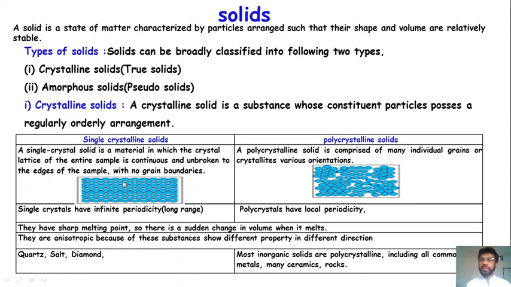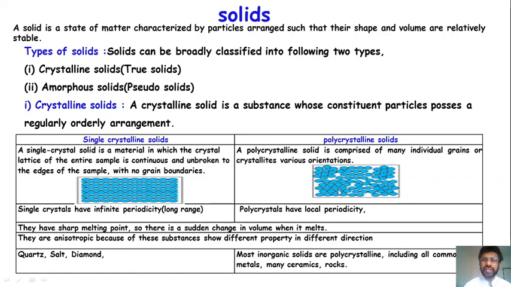But in the case of polycrystalline solids, a polycrystalline solid is comprised of many individual grains or crystallites of various orientations. That means the polycrystal has local periodicity. Now we can see in this picture the number of grains: this is one grain, second grain, third grain, like this. So here is the broken boundary, that means here is the grain boundary.